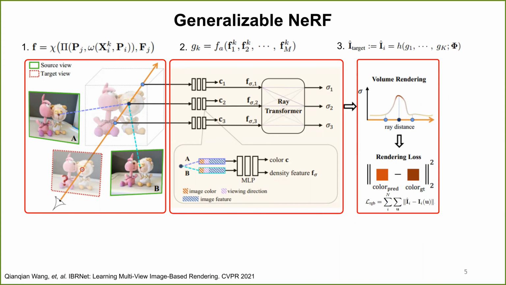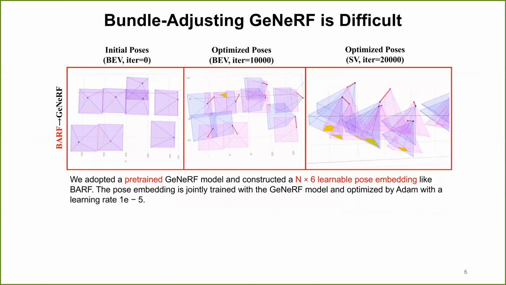Now, it is natural to ask, can we bundle adjust generalizable NeRF using the method of BARF? To know this, we conducted an experiment based on a pre-trained generalizable NeRF model. Specifically, we pre-train a generalizable NeRF model and then fine-tune it on a scene. Following BARF, we constructed an SE(3) learnable pose embedding. Then, we jointly trained the NeRF and the pose embedding by Adam. The camera poses are initialized by adding very small noises to ground truth.